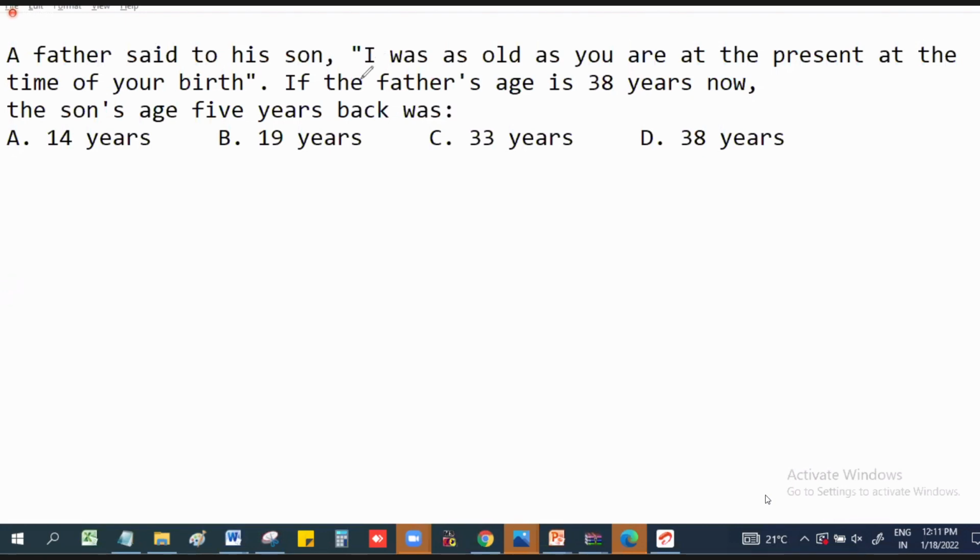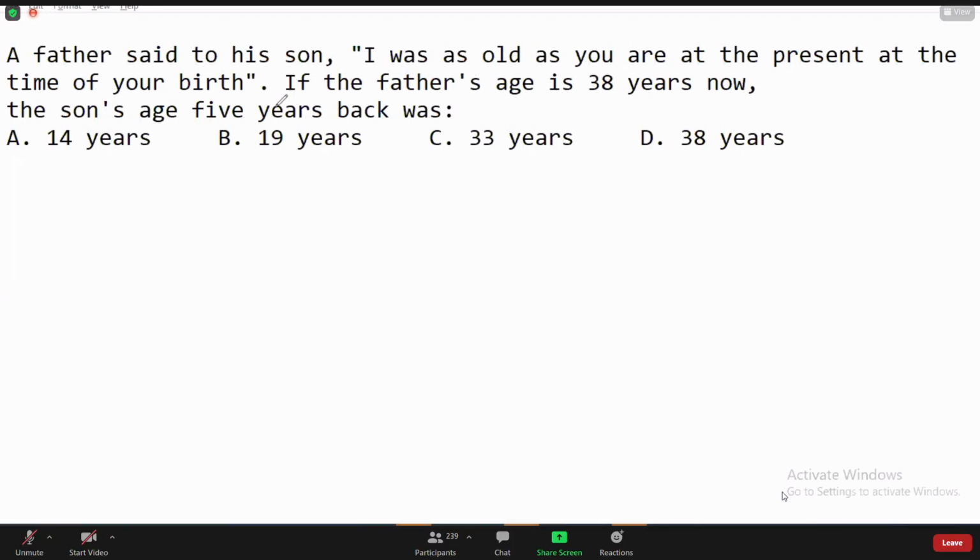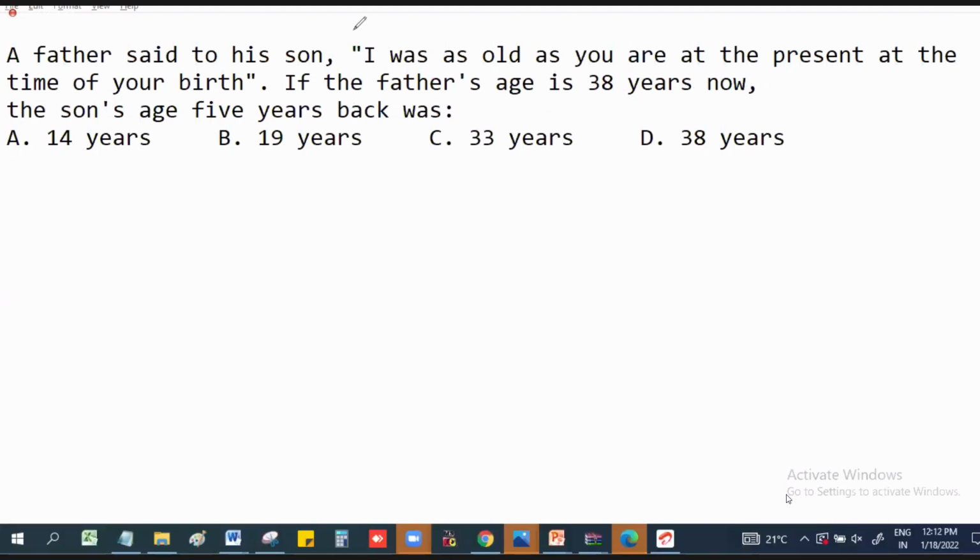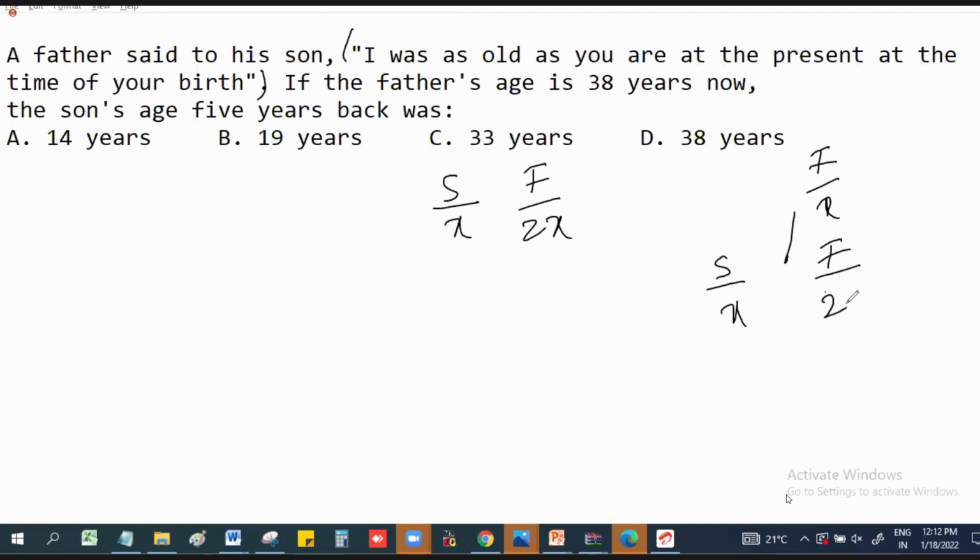In this question, I was as old as you are at the present at the time of your birth. If the father's age is 38 years now, what is the son's age 5 years back? The whole meaning of this statement is that the father is twice as old as his son. When the son is x, the father is going to be 2x. How? Present son is x years. At the time of the son's birth, the father is also x. So after x more years get added, the father will become 2x.